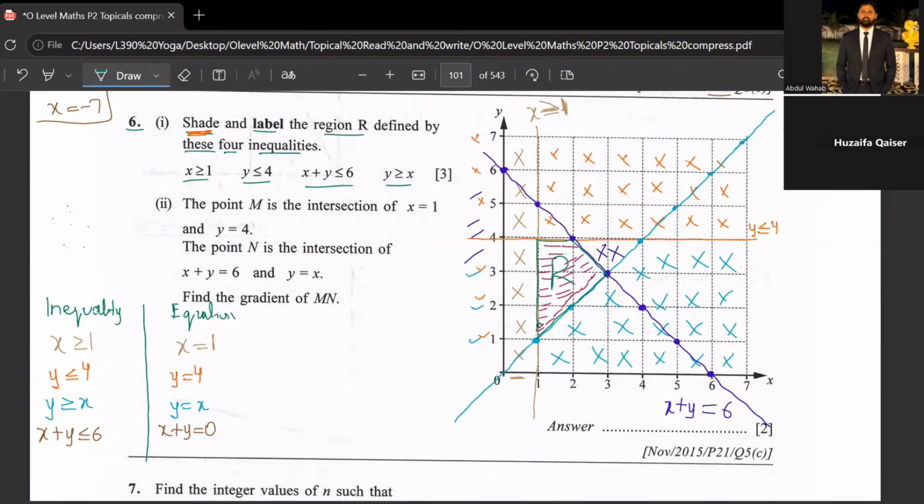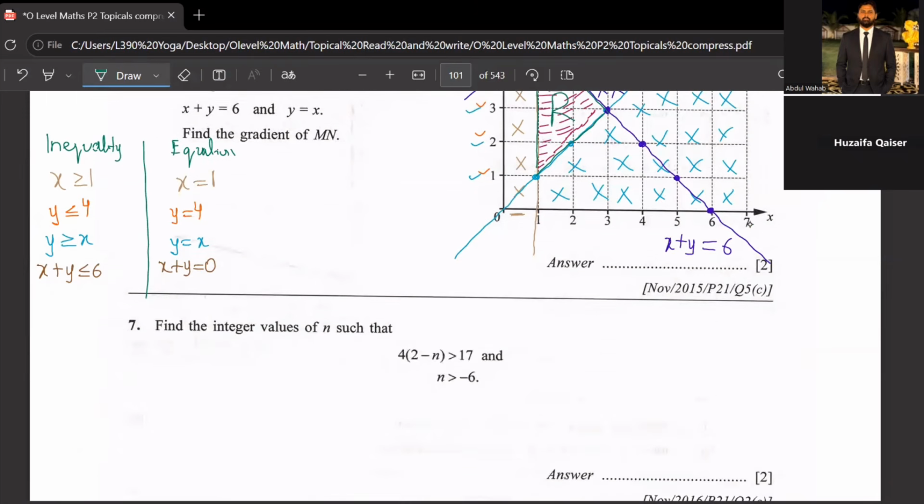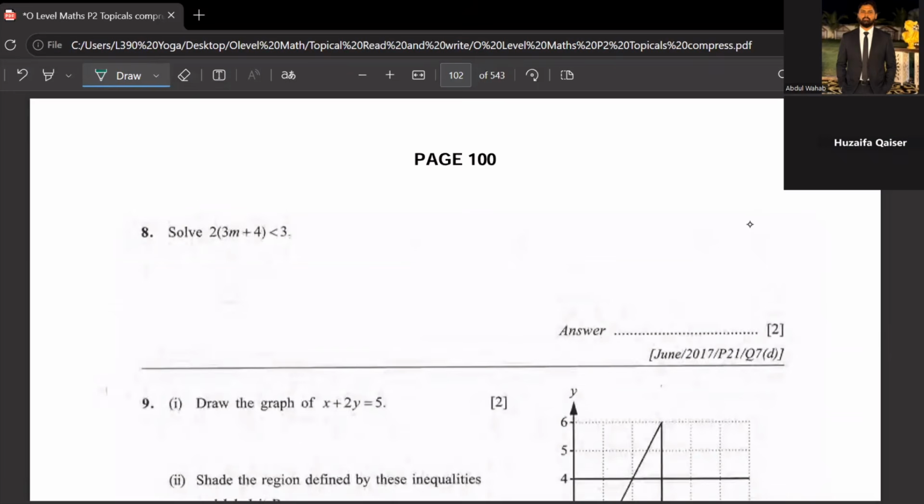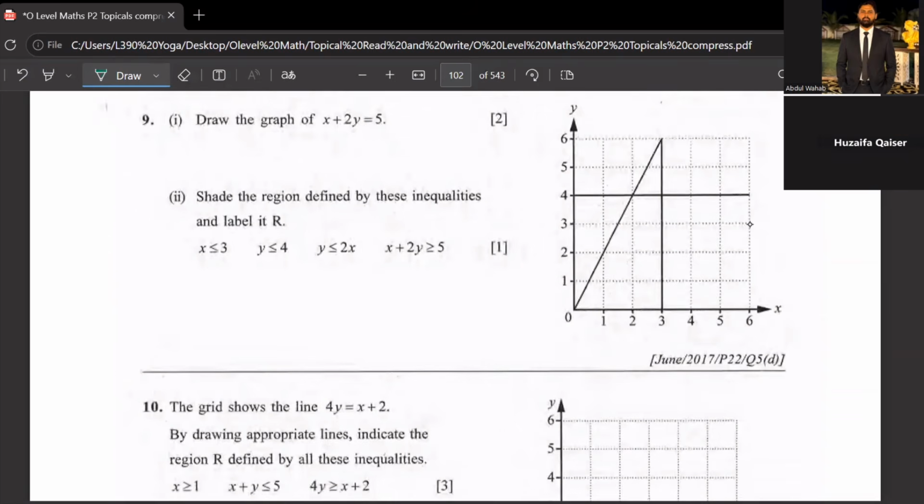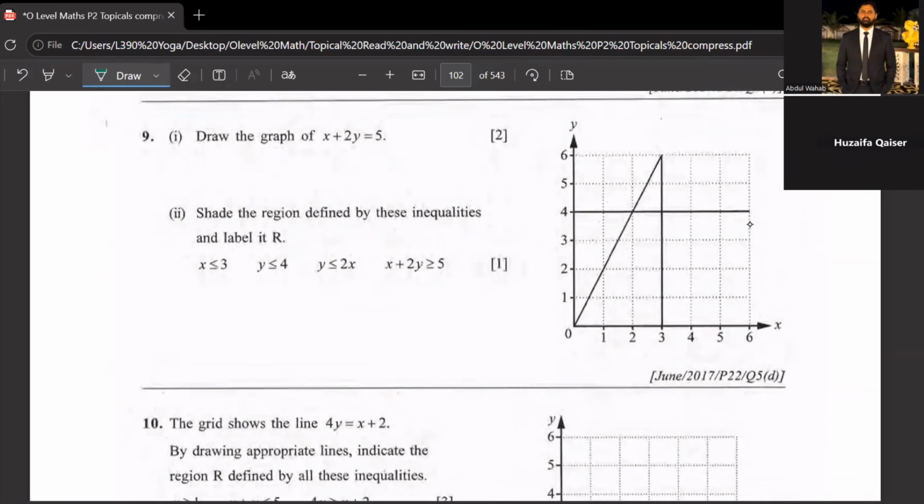Sometimes the simple grid is given and you need to draw the lines yourself and find the area which is satisfied by the given inequalities. And sometimes the equations are given and you just need to focus on the area which is under consideration or which satisfies the given inequalities. Let's say if you talk about question number 9 part 4.